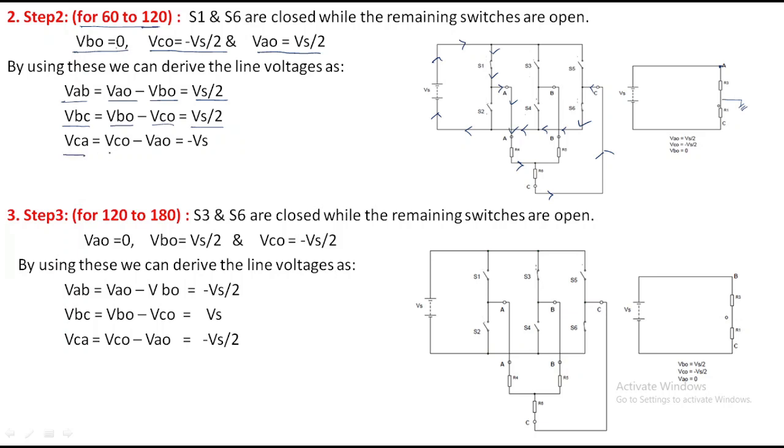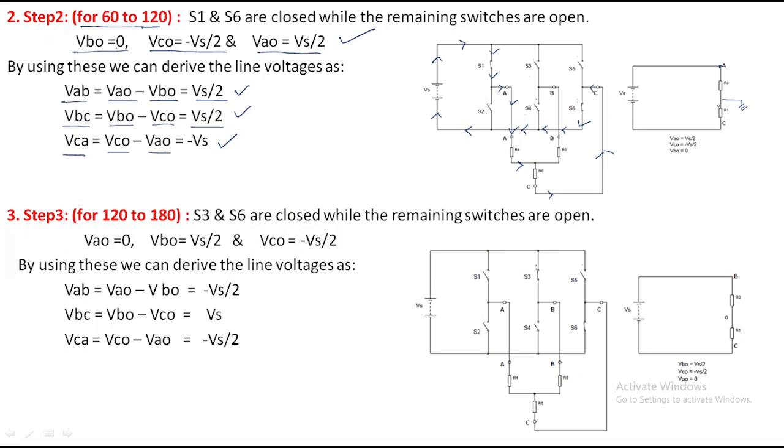And VCA equal to VC naught minus VA naught. So what is VC naught here? VC naught equal minus Vs by 2, and VA naught equal to plus Vs by 2. Look at here, just minus Vs by 2 minus Vs by 2, that's why you will get minus Vs. So these are the phase voltages. These are the line voltages.